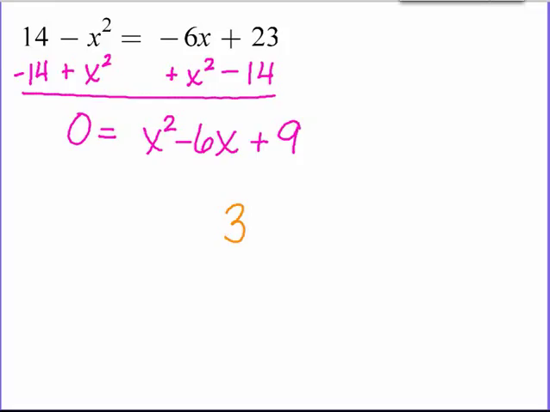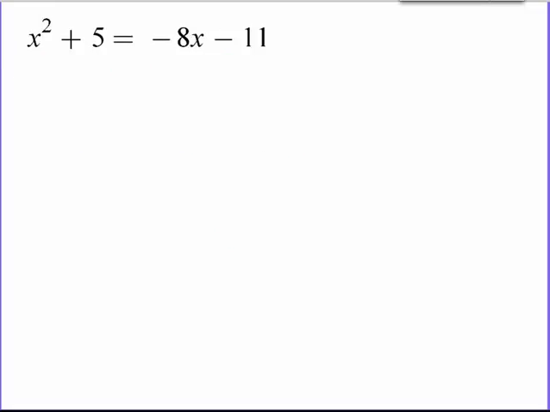So let's look at another one. x squared plus 5 equals negative 8x minus 11. Did you not get it? Well, I was just confused because the 0 was on that side. Oh, so that doesn't make a difference. No, nope, it doesn't.